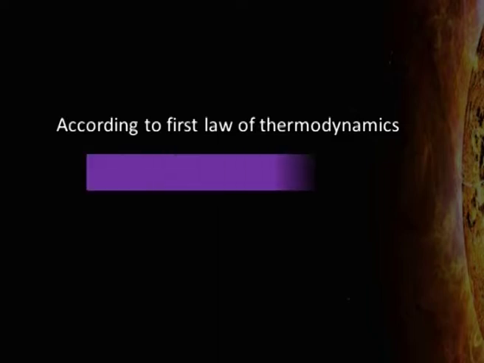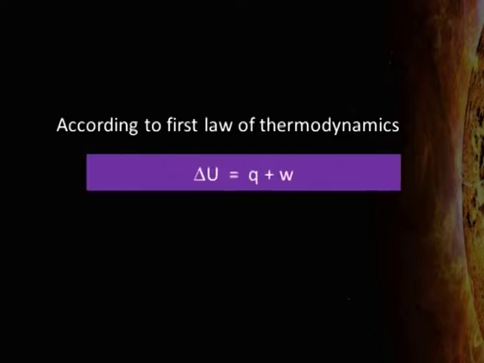Now according to the first law of thermodynamics, you know that delta U equals Q plus W. Here delta U is equal to 0 and W is also equal to 0. Hence we will get Q equal to 0. Therefore, no heat will be removed or supplied to the system from the surroundings. Hence, we can say that the entropy change of the surroundings will be equal to 0.